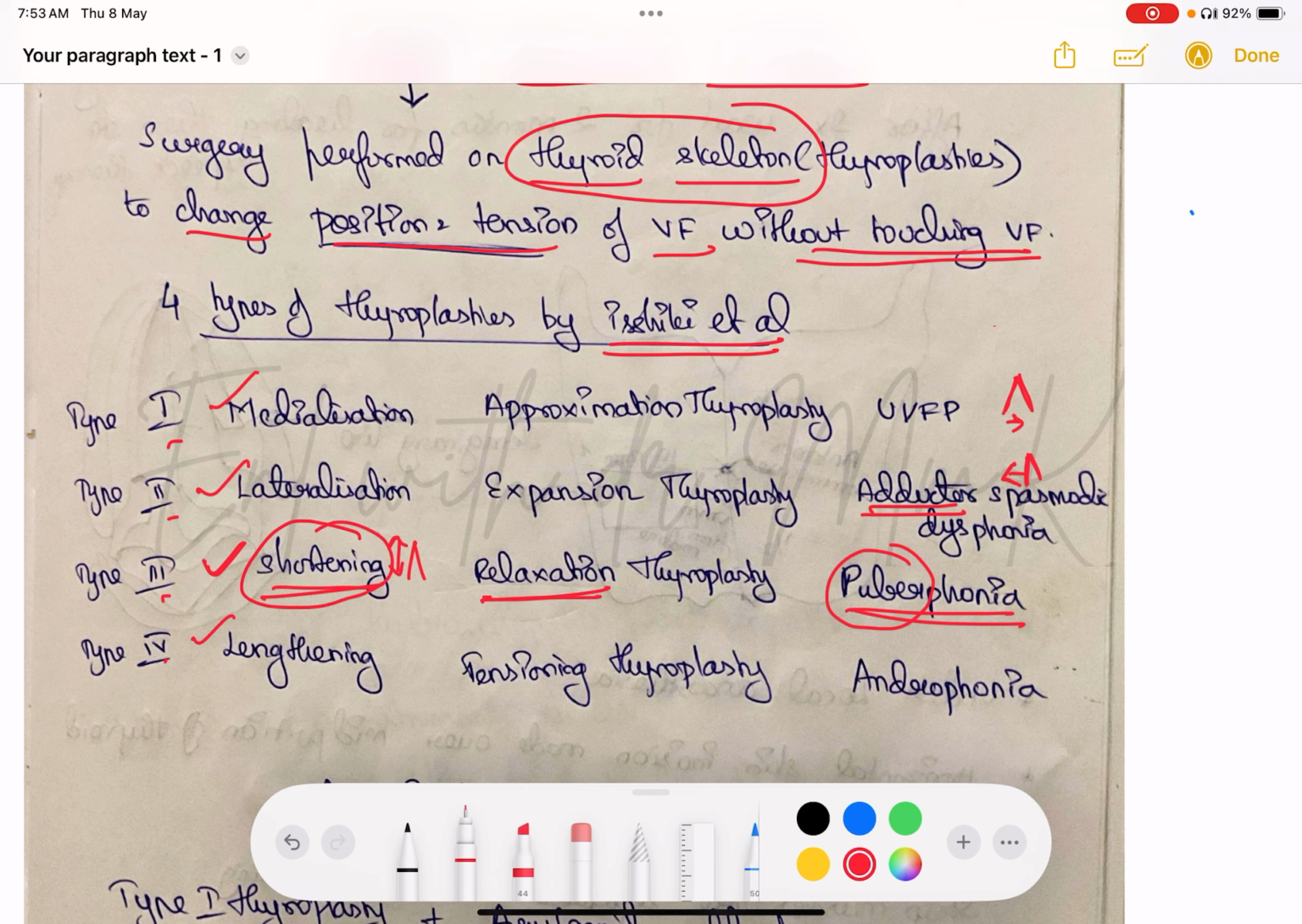Okay. Type 4 is called lengthening thyroplasty. For whom is it done? It is done for androphonia. What is androphonia? A female with a male voice. So we have to give her a female voice. We already discussed female voice is a high pitched voice. So we have to lengthen the vocal cord so as to increase the tension of the vocal cord. So this is called tensioning thyroplasty. So type 3 is shortening, done in puberphonia, that is male with female voice. Type 4 is lengthening, done in female with a male voice, that is androphonia.